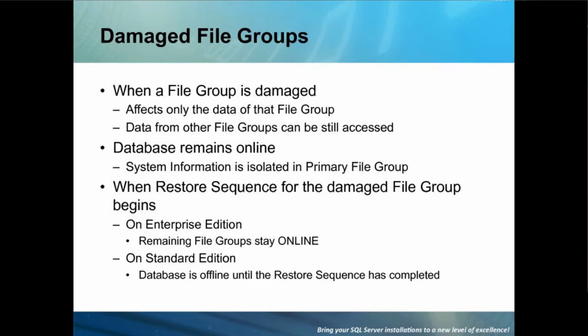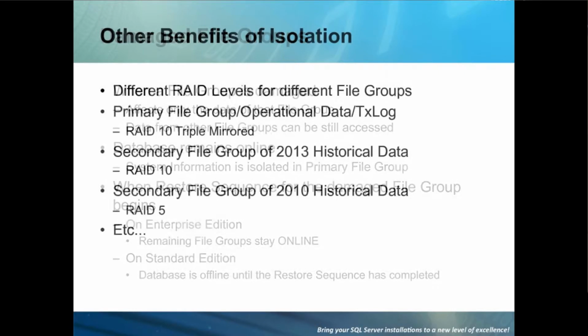As I've said, when we are on the Enterprise Edition, our database is online as long as our primary file group and transaction log is online. Things are changing in the Standard Edition. In the Standard Edition, the database is only online if all file groups are online. So that's a huge difference between Enterprise and Standard Edition of SQL Server.